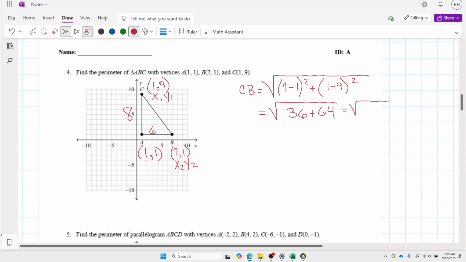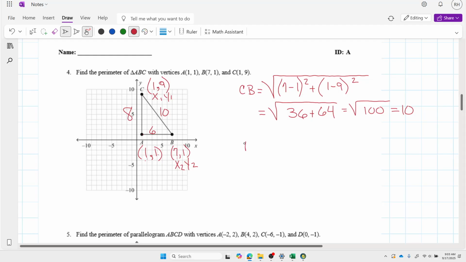It says 100. And if you don't know the square root of 100, just 2 buttons above the 9, push square root of x. And that's equal to 10. So this third side, CB, is equal to 10.